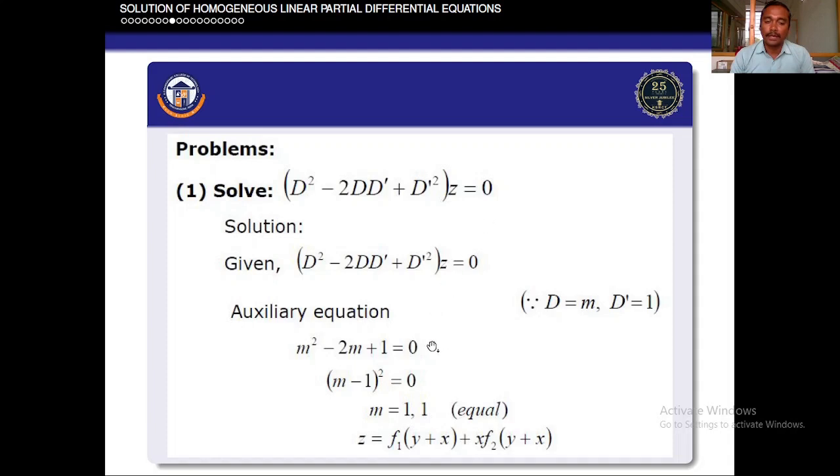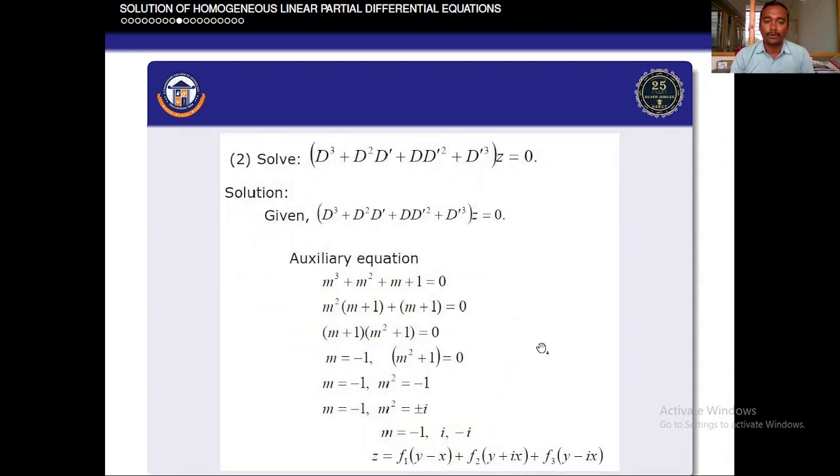So first, form the auxiliary equation. Here the given equation is d square minus 2d d dash plus d dash square into z equal to 0. Now replace d by m and d dash by 1. So the auxiliary equation is m square minus 2m plus 1 equal to 0. The roots of this equation are 1 comma 1. It is real and equal values. So the complete solution, that means the complementary function, is f1 of y plus x, plus, because the roots are equal, x into f2 of y plus x. If the roots are equal, we have to multiply x in front of the function.